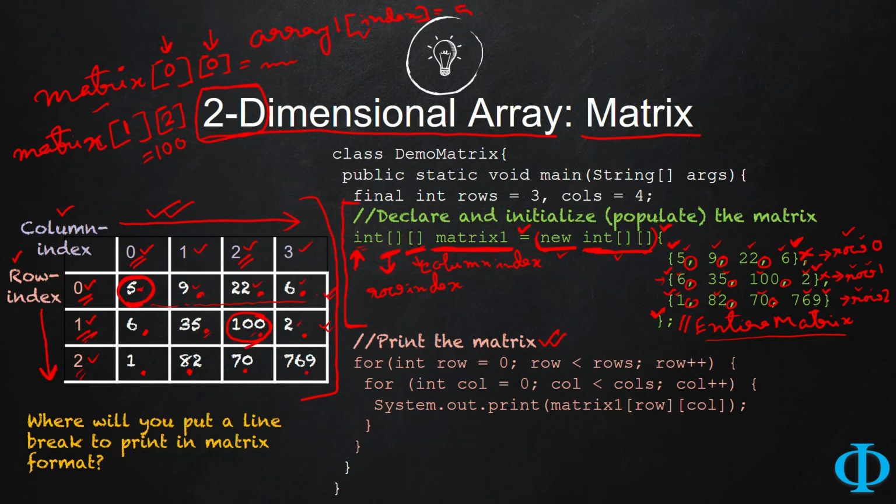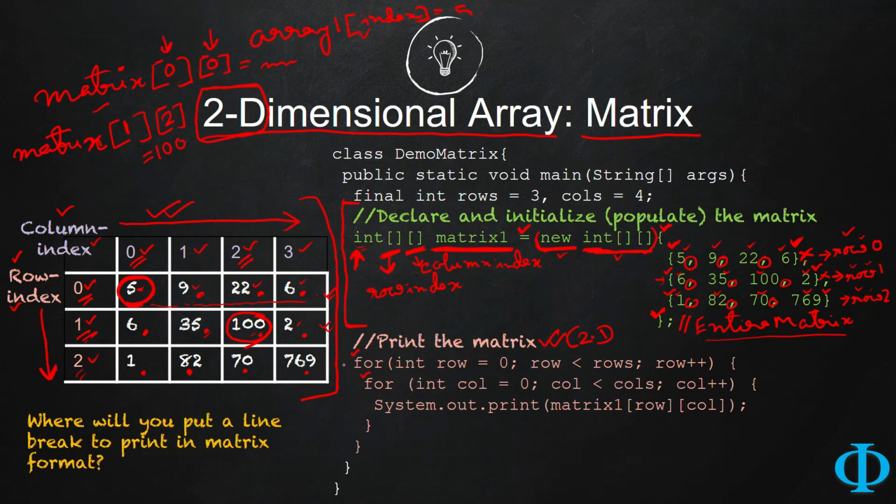Now this time, since it is a matrix, it is two-dimensional. That means it has two different indexes, one is row and another is column, as you can see in here. In order to print all the elements inside a matrix, you have to use two different for loops, as you can see in here.